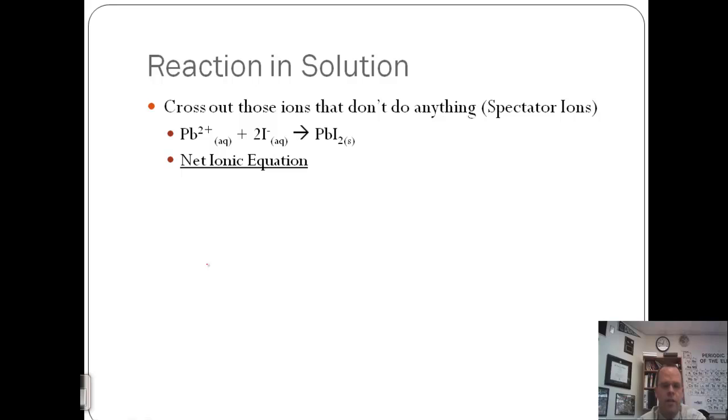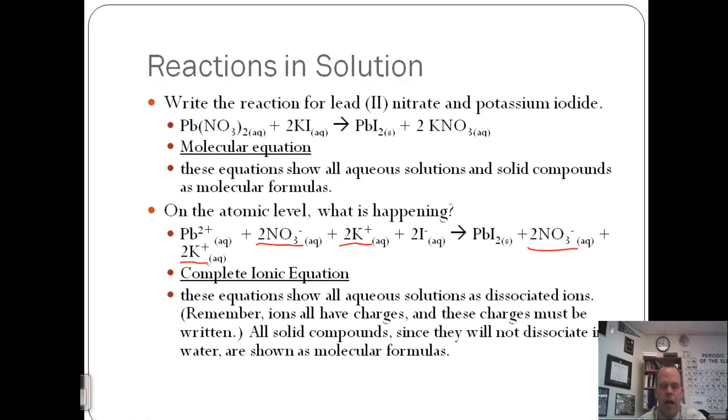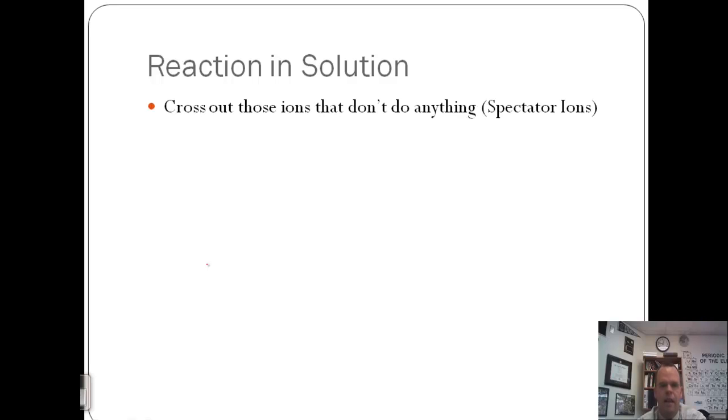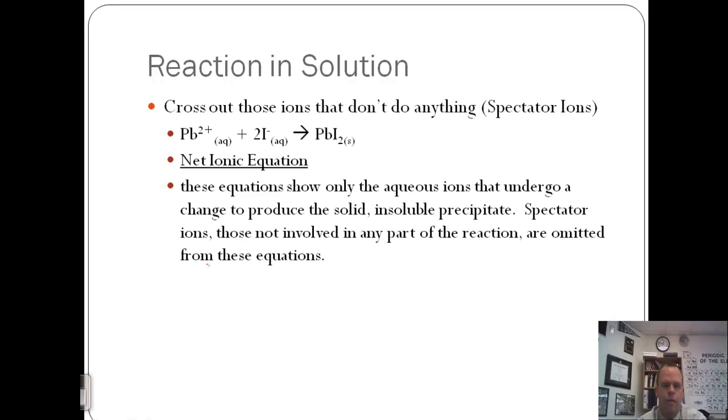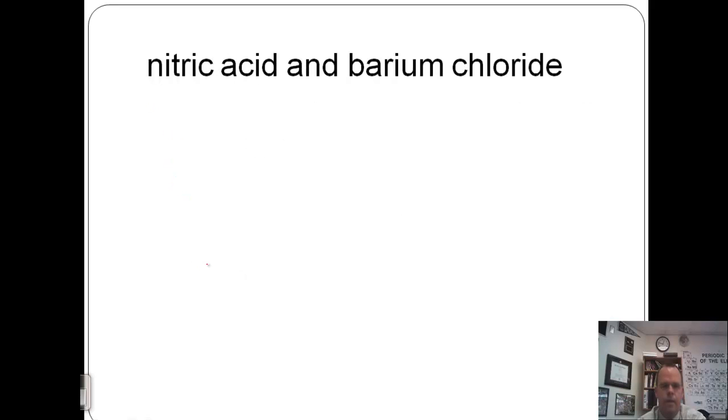So you have 3 equations here. You have the molecular, the complete ionic, and then the net ionic. We want to be able to write all 3 of these for a typical precipitation reaction. So we're going to look through a group of reactions here. I'd like you to try these on your own, and then you can pause the video, press play when you're ready to start again, and see my answer.